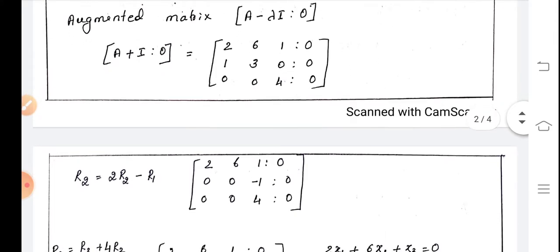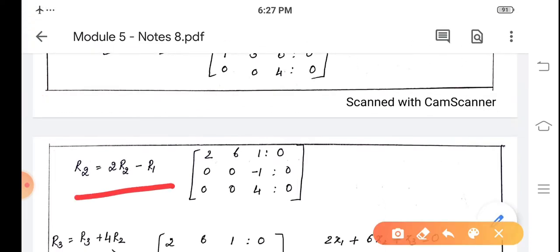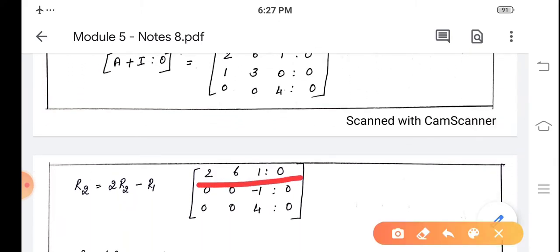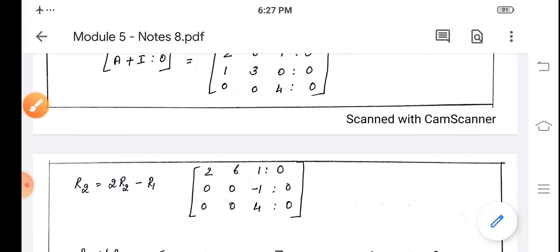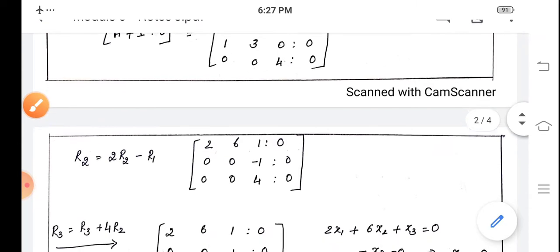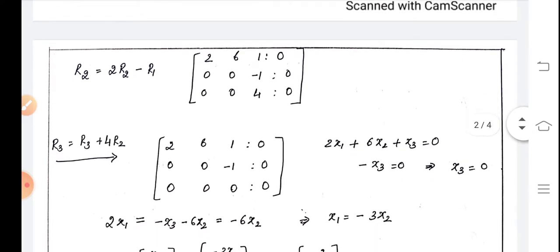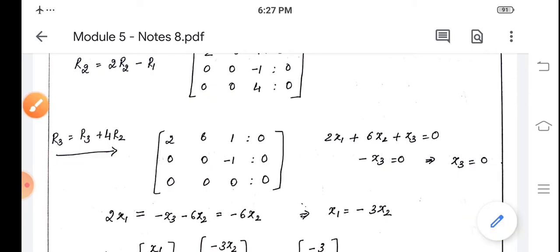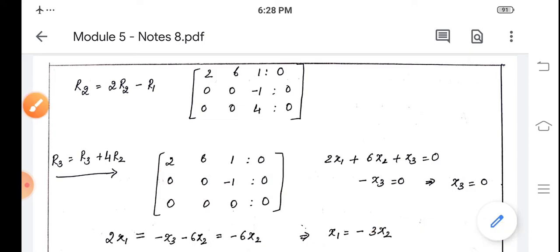We write the row operation for the second row to get the echelon form. The row operation is R2 equals 2 times R2 minus R1. Then it will be 2 6 1 0, 0 0 minus 1 0, and the last row 0 0 4 0. So again we require a row operation for the last row to get the echelon form. The row operation is R3 equals R3 plus 4R2. That is first row 2 6 1 0, second row 0 0 minus 1 0, and last row 0 0 0 0.